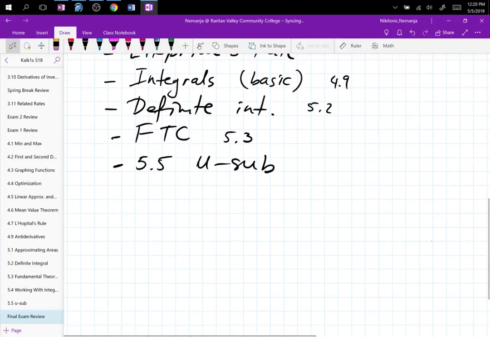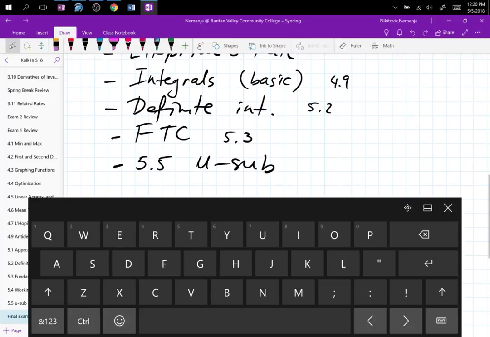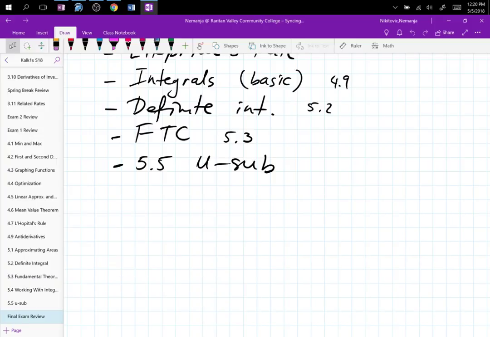So there aren't going to be any like quizzes? No. Final exam is final exam, no tempering.